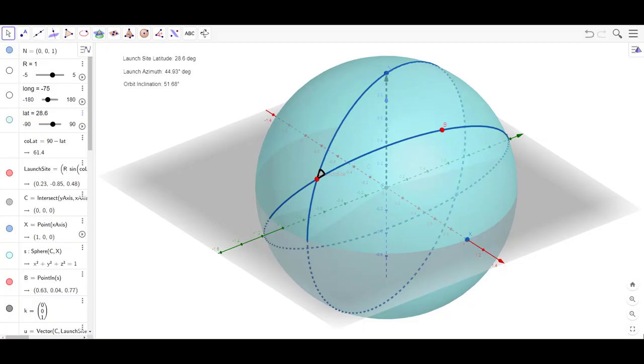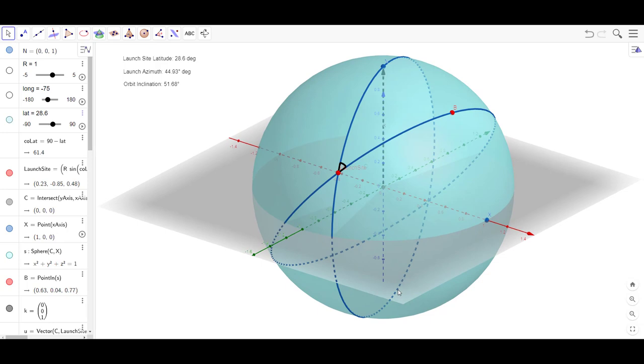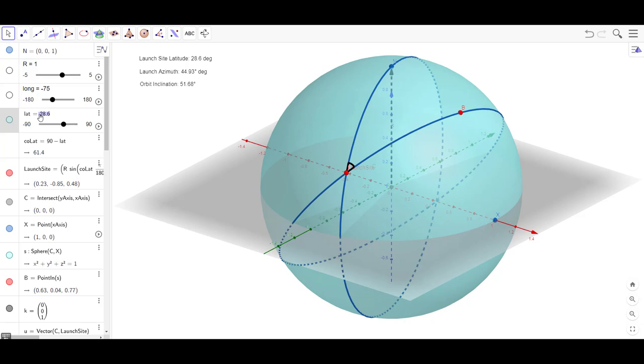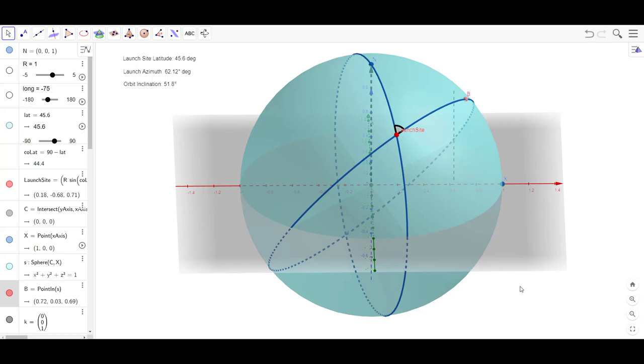So for this reason, any mission launched from Kennedy Space Center in Florida to rendezvous with the ISS will leave Kennedy with a launch azimuth angle of approximately 45 degrees, and any launch from Baikonur to the ISS leaves with a launch azimuth of approximately 63 degrees.